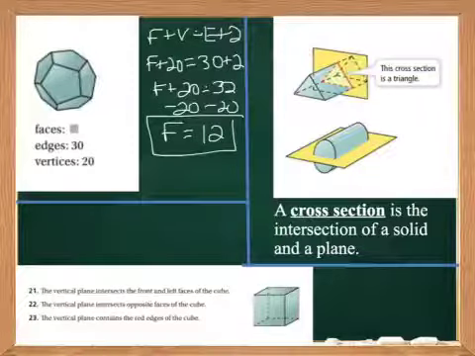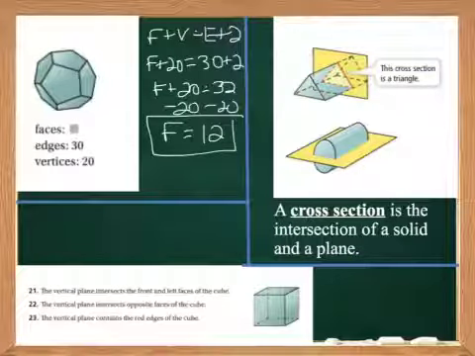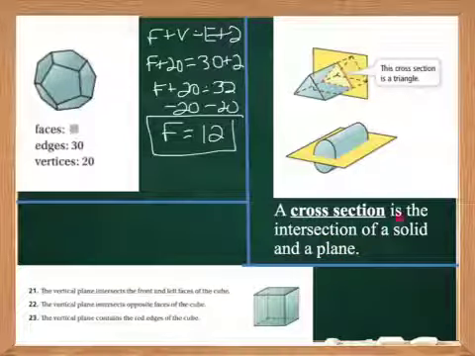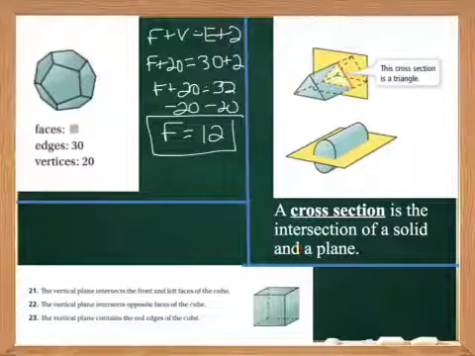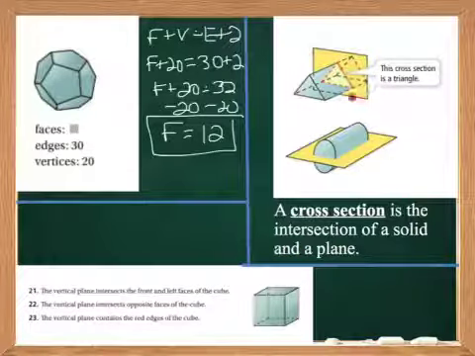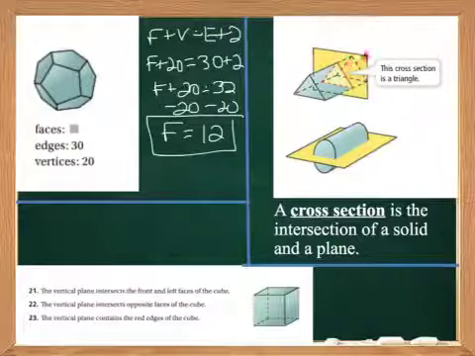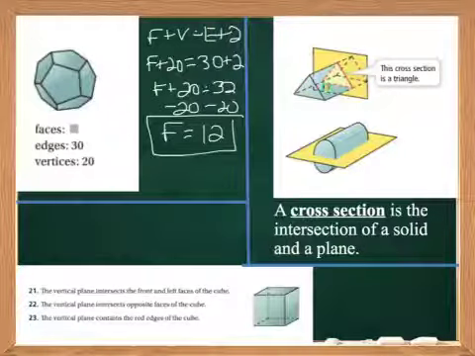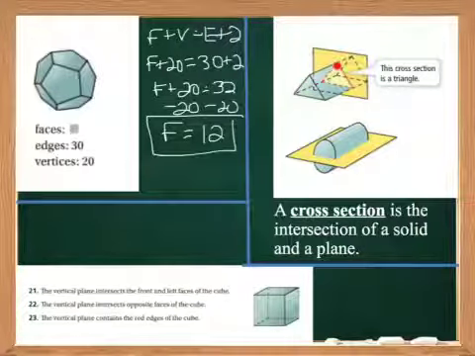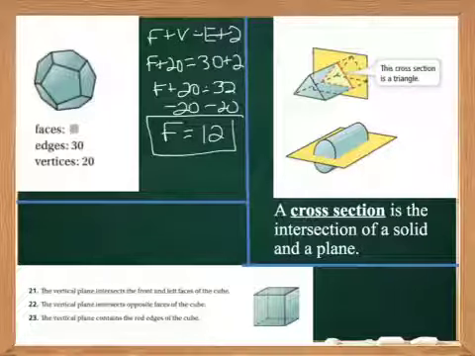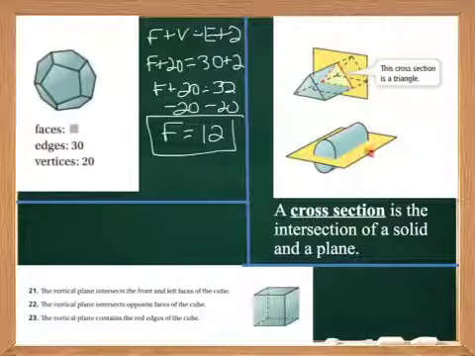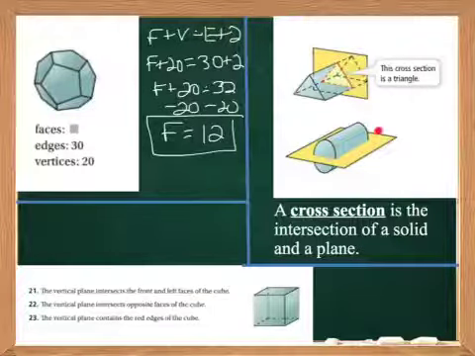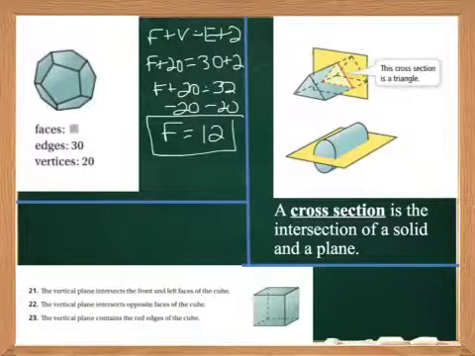Now a cross-section is the intersection of a solid and a plane, so of our 3-dimensional figures and a plane. So the cross-section of this plane and this triangular prism is going to be a triangle. So it's basically where are they overlapping, what shape does it form. Here we have this cross-section here, and that is going to be a rectangle. So let's look at a few examples.